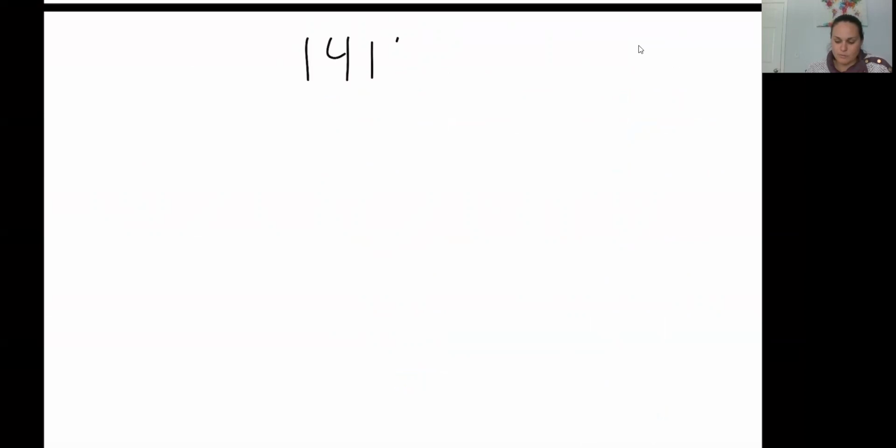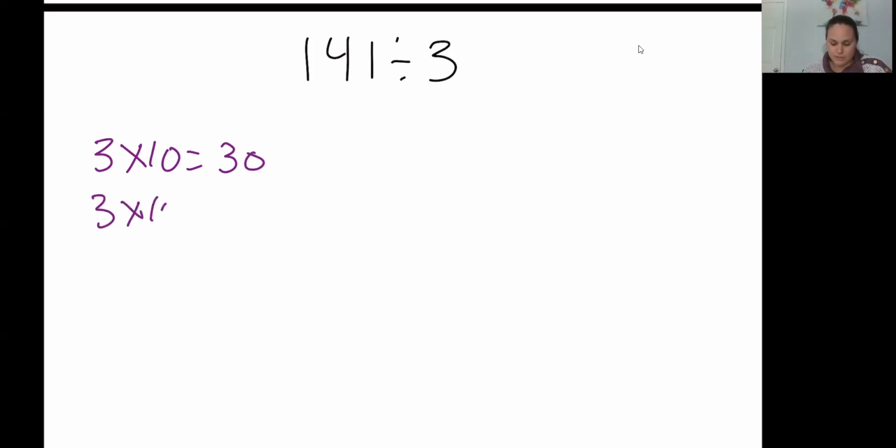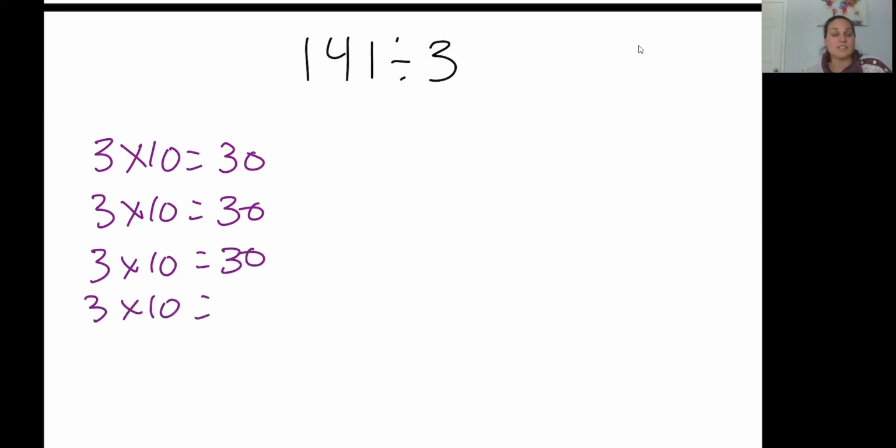So we've got 141 divided by 3. So for this one, what we want to do is start with that chunk, and you would think about it as maybe 3 times 10 to start with equals 30. And you might realize that's going to be really little. I'm going to have to do that a lot, but you could do that a lot. You could just do it again and again and again and see where it got you and add all of these up over here. But that might take you a while.